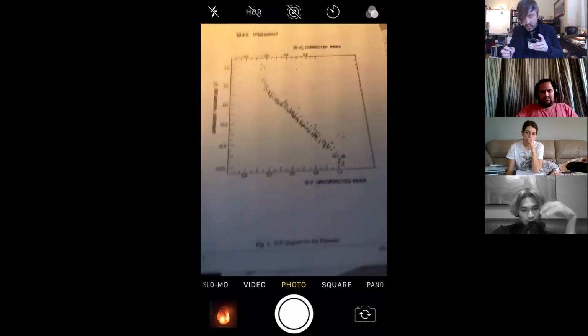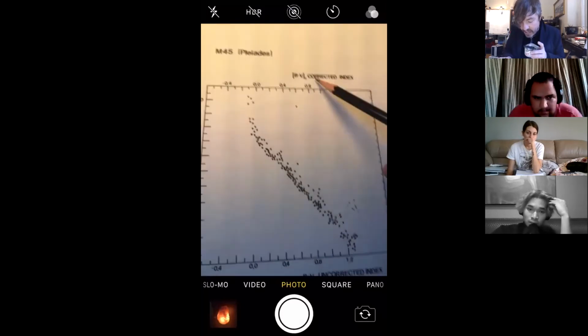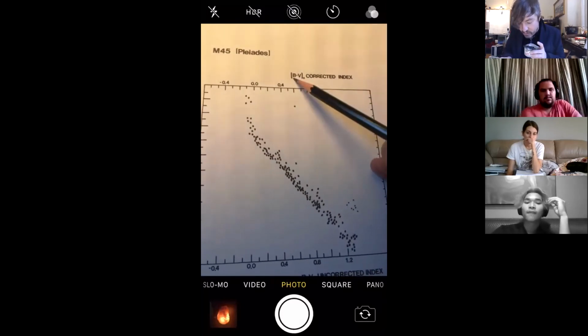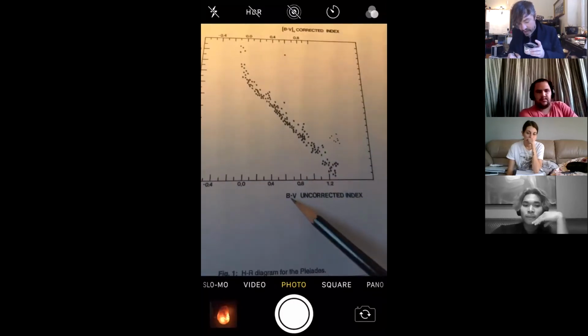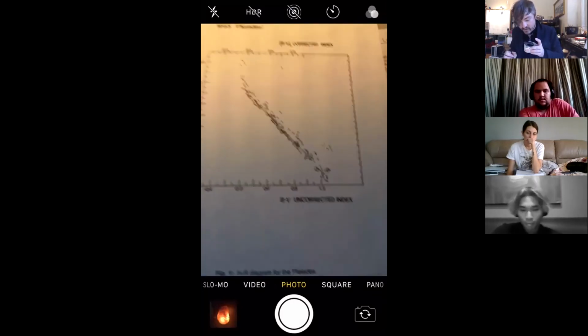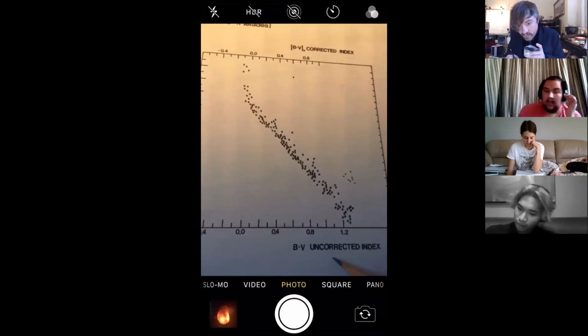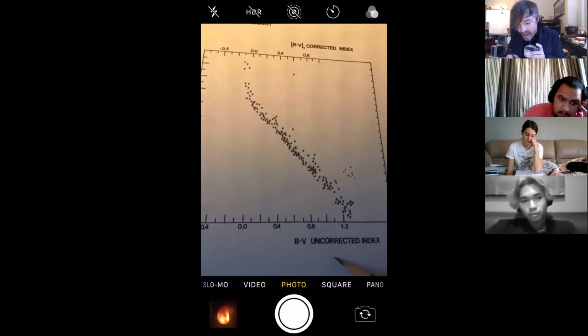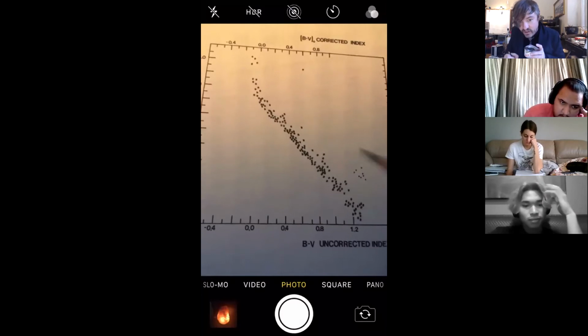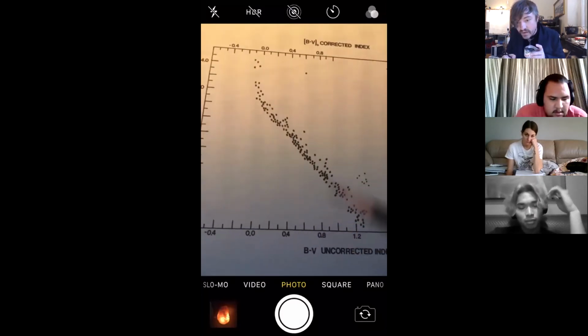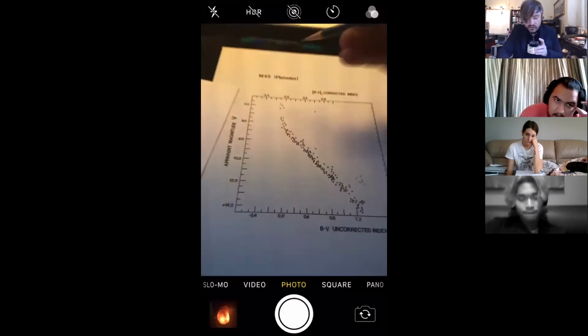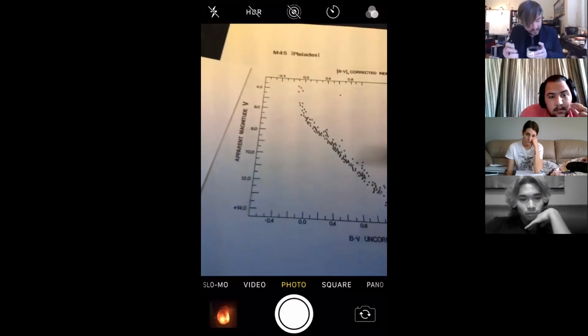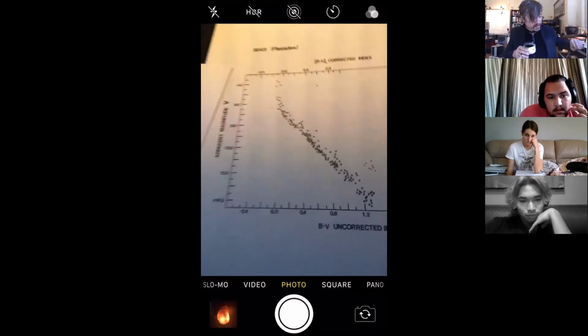Okay, let's start with our Pleiades. You'll notice that at the top, we have a corrected index, blue minus green. At the bottom, we have an uncorrected index, blue minus green. What are they correcting for? They're correcting for the fact that there is dust between you and the star cluster, which is altering and falsifying the color. I'm going to begin by drawing a line from corrected to uncorrected index. We're going to use this to fit our main sequence to the star cluster.